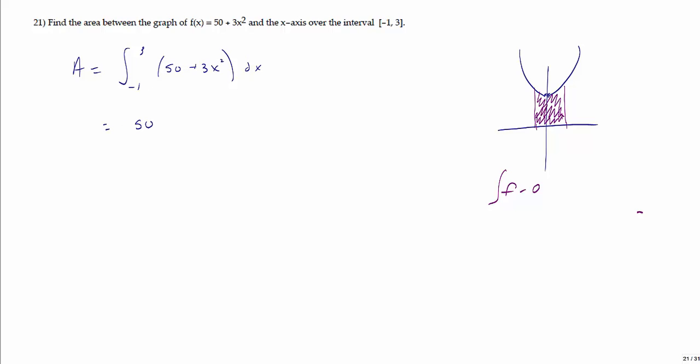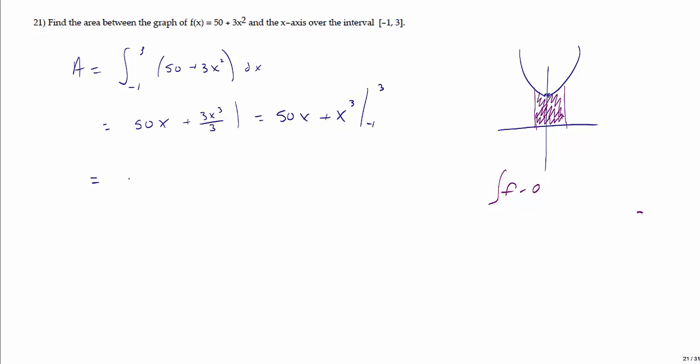So my antiderivative, I have 50x. Add 1 to the exponent. Divide by my new exponent. Like I said, I'm going to simplify that. So I end up with 50x plus x to the 3rd, and then again we evaluate it from -1 to 3. Okay, so from here it's just plugging and chugging in your calculator.